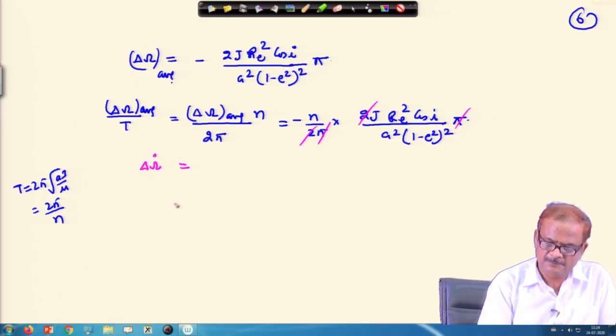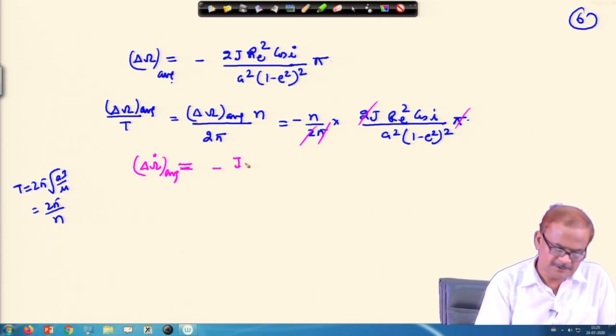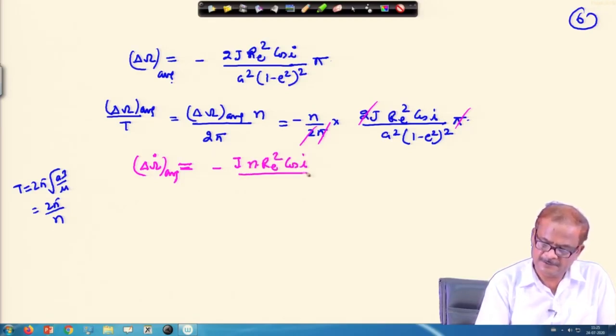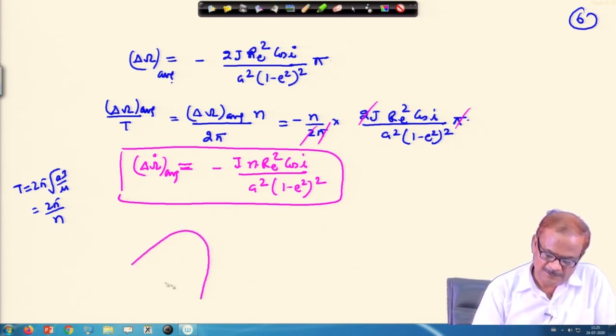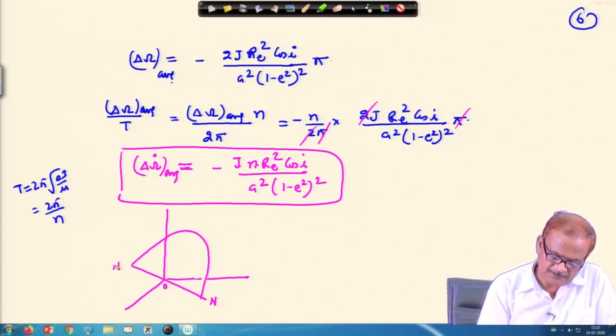delta capital omega dot, which is the averaged one, equal to minus J n r_e square cos I divided by a square times (1 minus e square) whole square. And this gives you the regression rate of the node. This is O, N, N prime, the notation we have been using all along. This is capital omega.